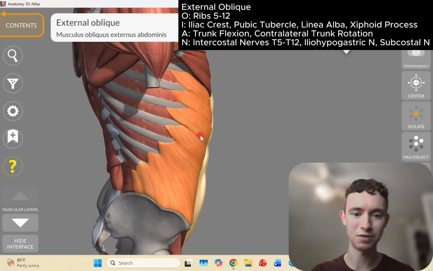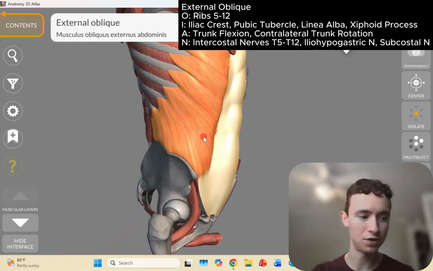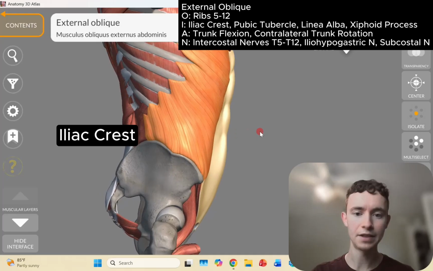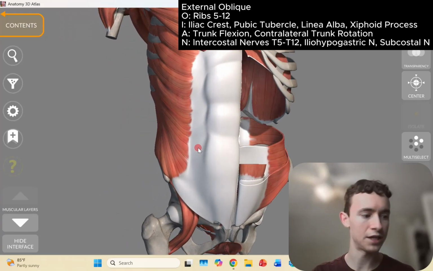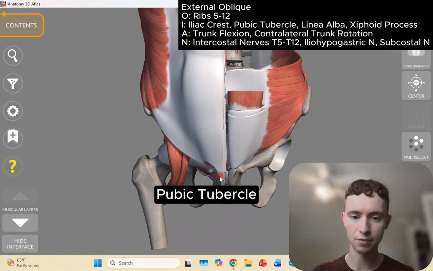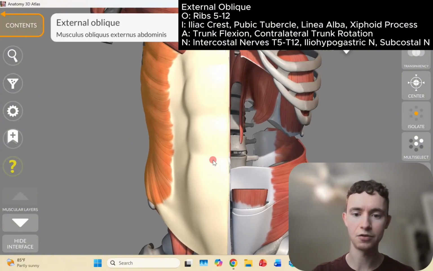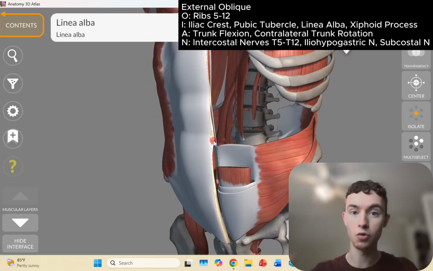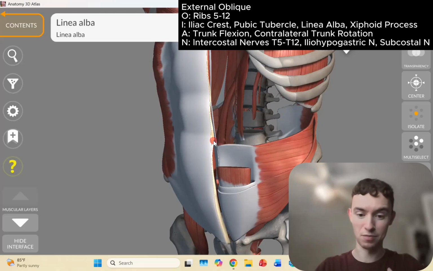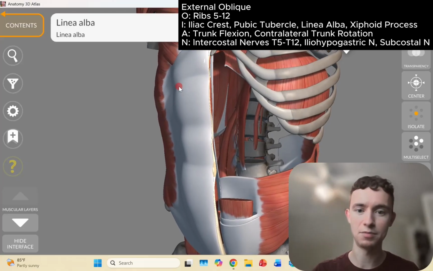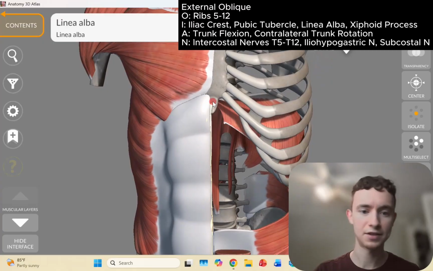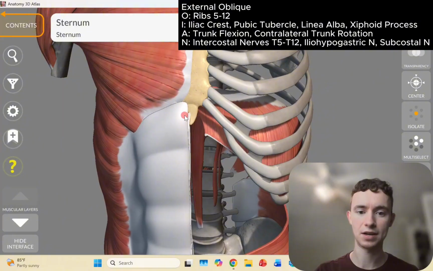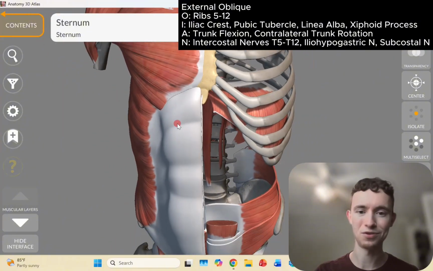They start over this way. And then insertion wise, they come around to attach to a lot of different points. They attach, as you can see here, to the iliac crest right here. And then they also come down to attach to the pubic tubercle, which is on that pubic bone right here. And then also the linea alba. Linea alba is this central tendon line that joins the two halves of the entire abdominal muscles together in the front. So the linea alba is definitely a good part to know. And the xiphoid process up here, which is the bottom part of our sternum bone, which is this guy right here, Latin for sword, which is pretty cool because it looks like a point.